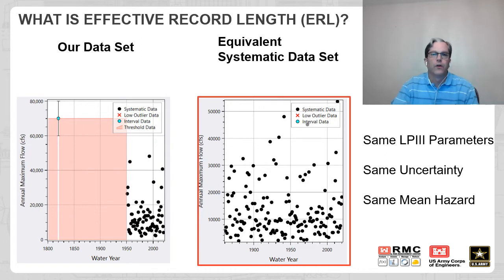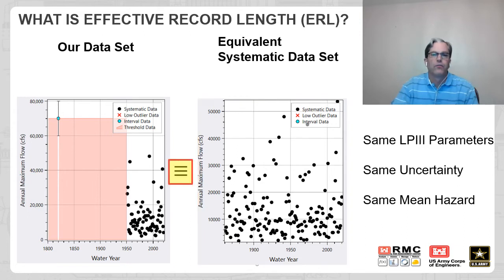It might surprise you to learn that these two data sets are equivalent, statistically speaking. They have the same log Pearson type 3 frequency curve, the same distribution parameters, and the same uncertainty as measured by the confidence or credible intervals. Despite having two different inflow records, these two data sets are equivalent. How can that be, you might ask? Well, we can estimate an equivalent amount of systematic data that it would take to produce the same frequency curve and the same confidence or credible intervals as our data set. This equivalent amount of systematic data is called the effective record length.